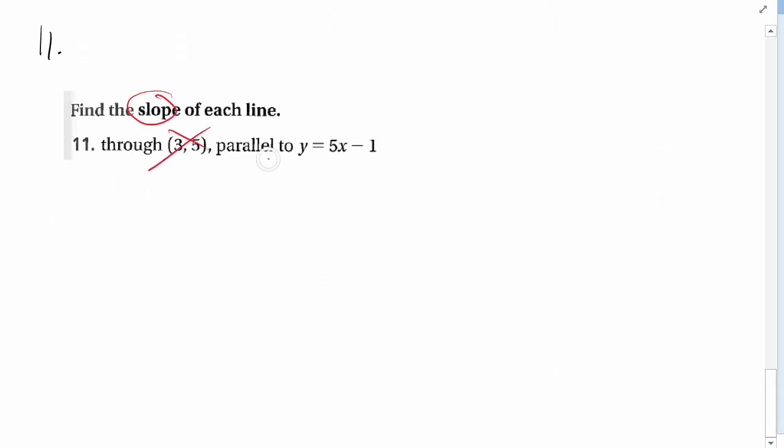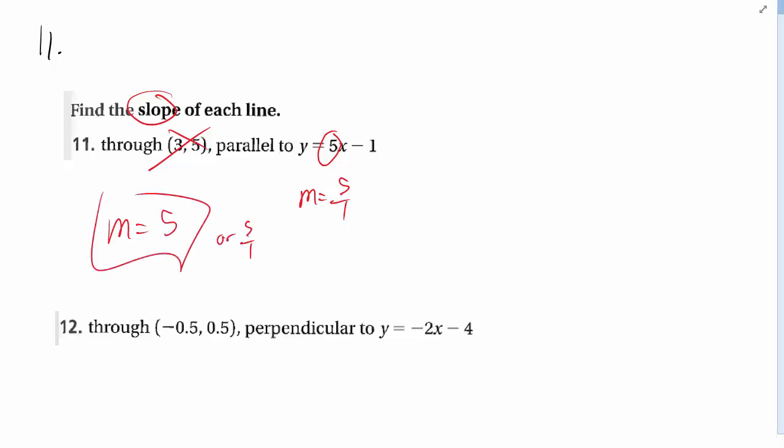We're going to find the slope given a condition. So here we have an equation, y equals 5x minus 1, and we want it to be parallel, but we just take the slope. We don't even care about that point. When you're parallel to a line, you have the same slope. When you're perpendicular to a line, you have an opposite reciprocal slope.